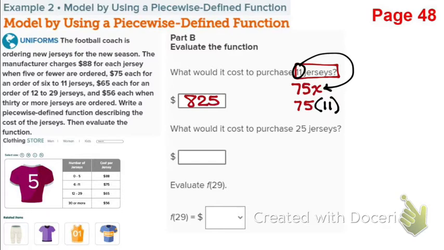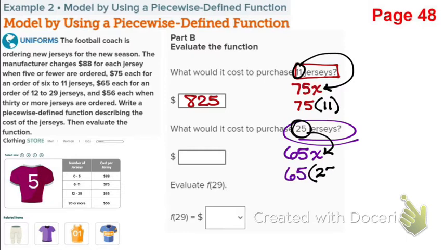What about if I wanted to get 25 jerseys? Is it 75 times 25? Or is it 75 at all? It's 65. We get a discount for getting more jerseys. So 65x, where x is the number of jerseys here. So 65 times 25. You get $1,625. 1625, absolutely correct.